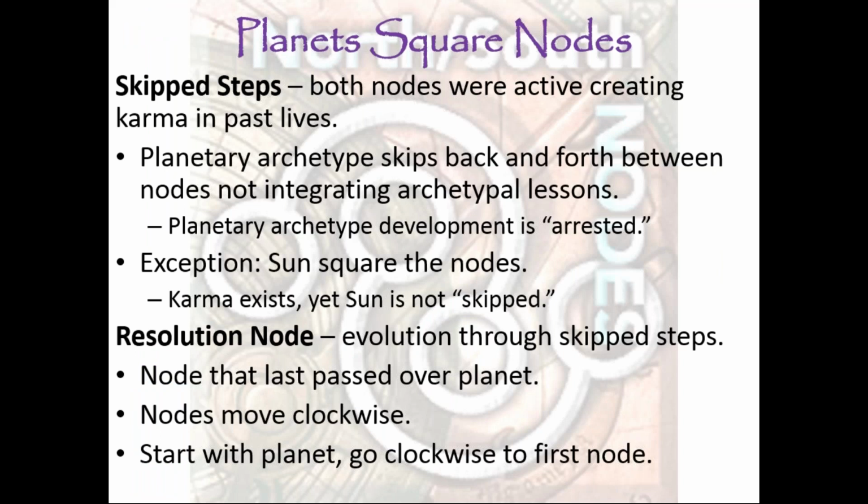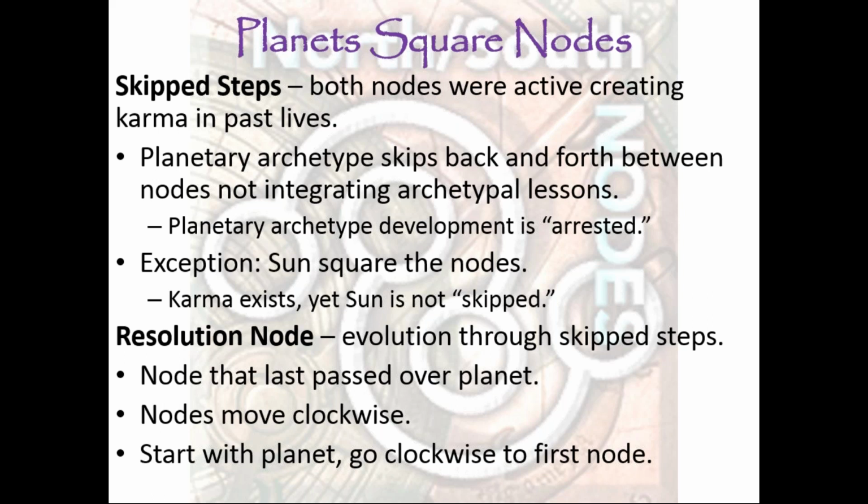Now, when there are planets square the nodes, and it creates this condition we call skip steps in EA, both nodes were active in creating karma in past lives. That means the South Node created karma in past lives, but so did the North Node. Both of those nodes were active, and you want to read it that way with the chart. You have to extrapolate beyond South Node past, North Node future.